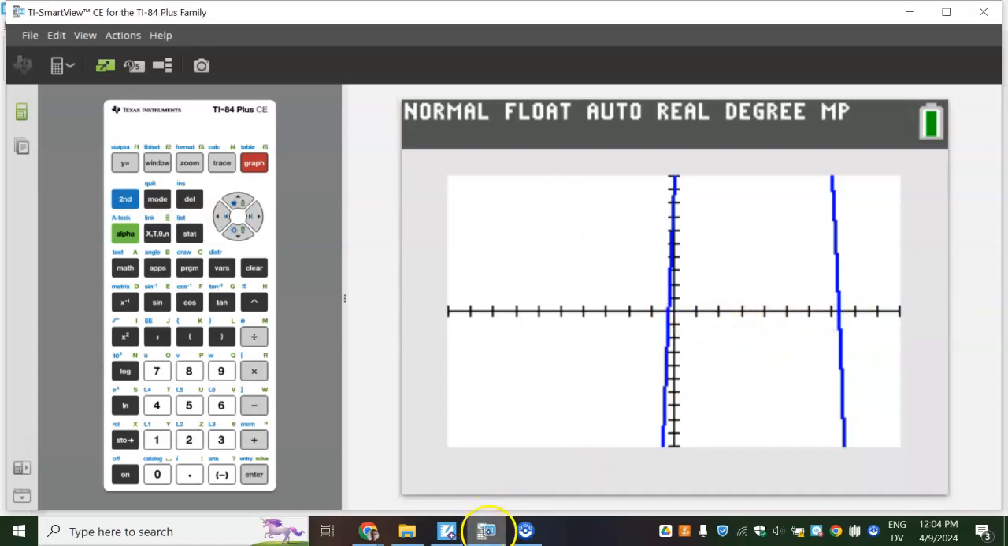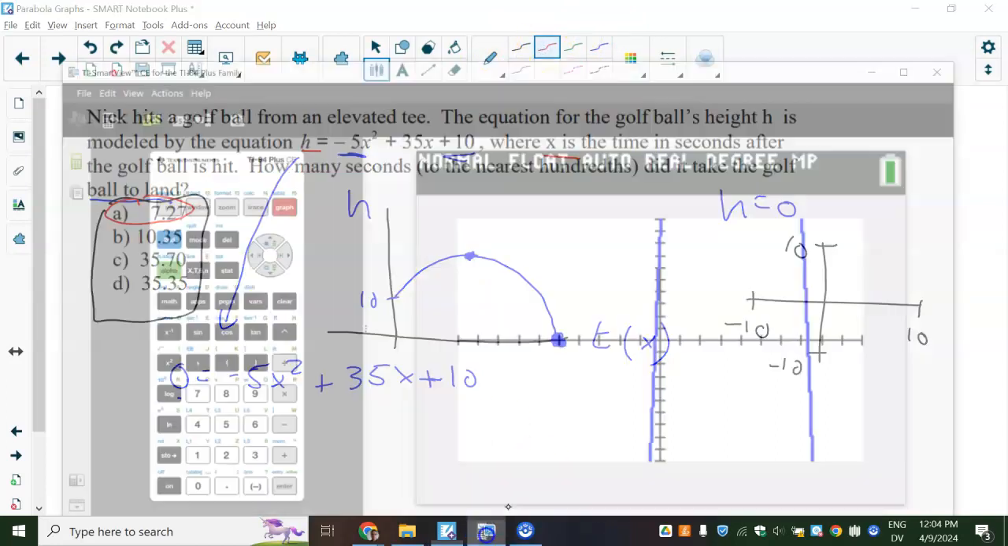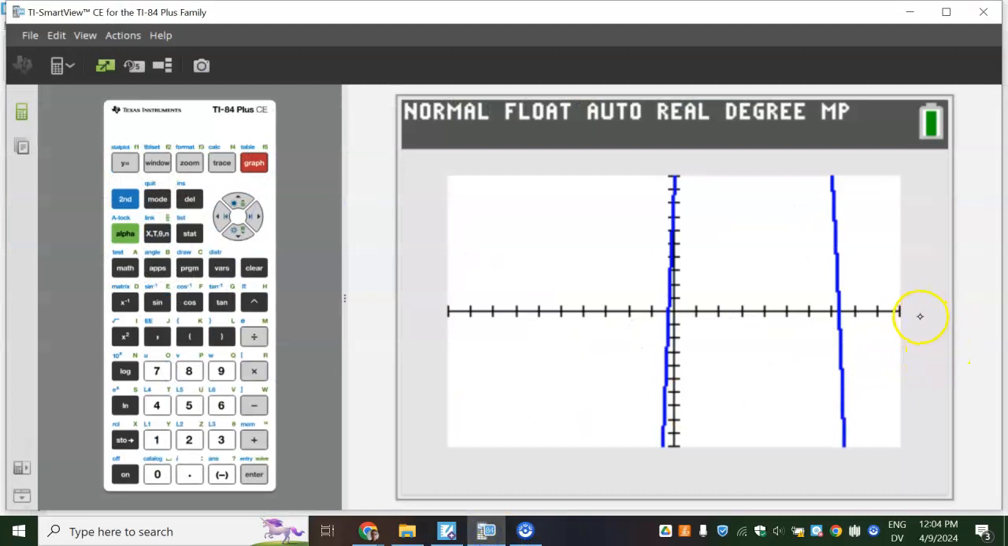Based on my answer choices, the only one that even makes sense is 7. So this has got to be the right answer, because 10 and 35 and all that would be way out here beyond the graph.